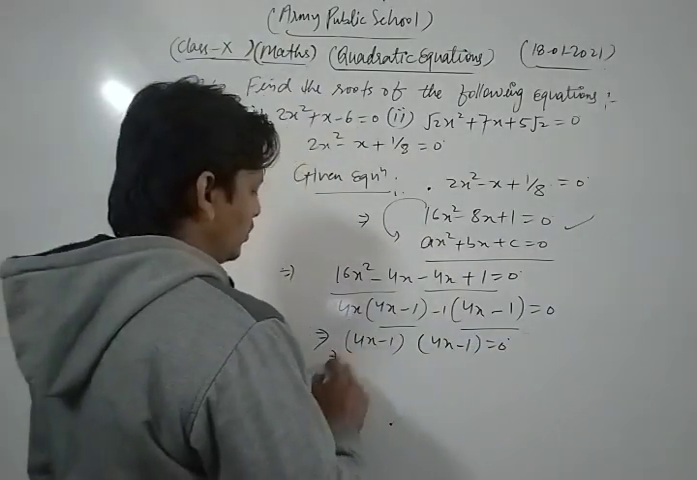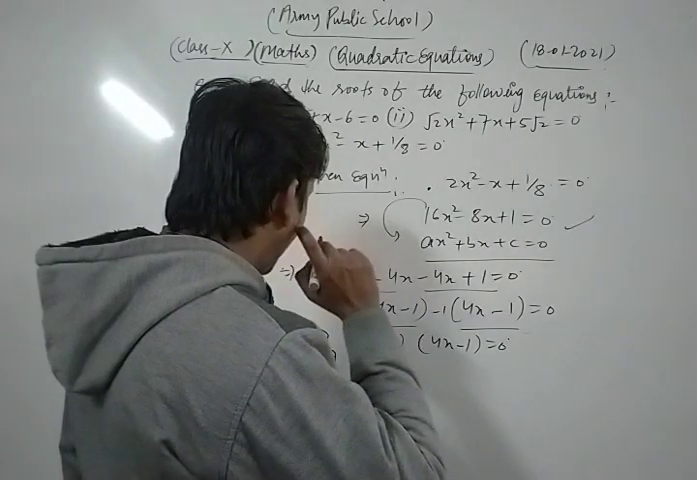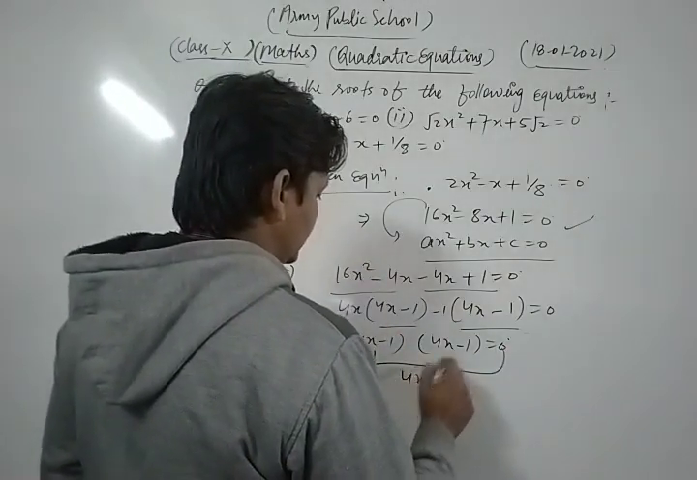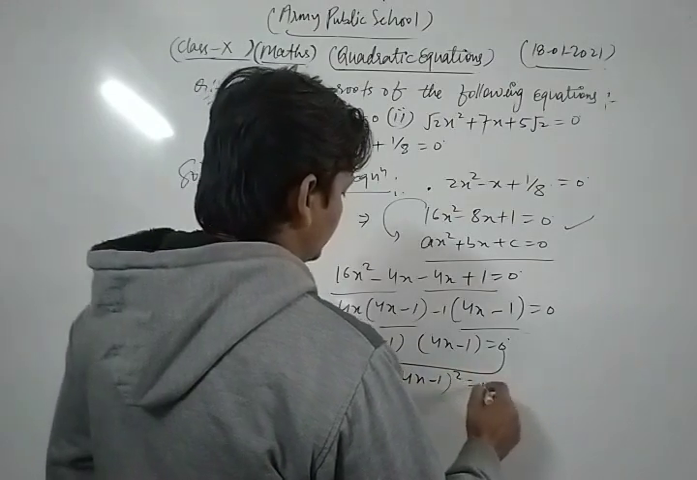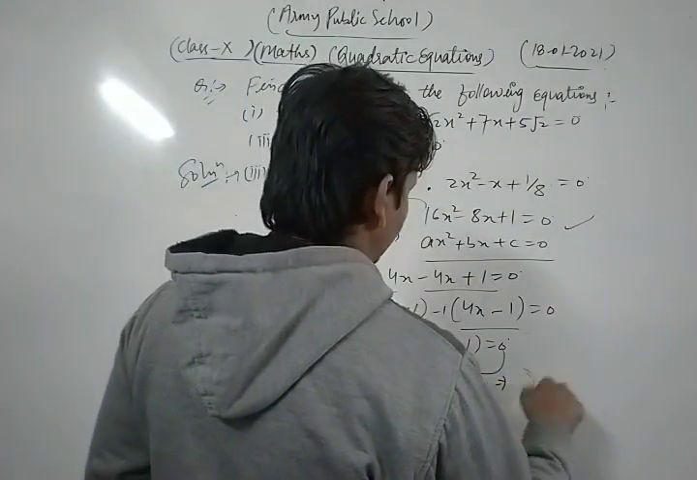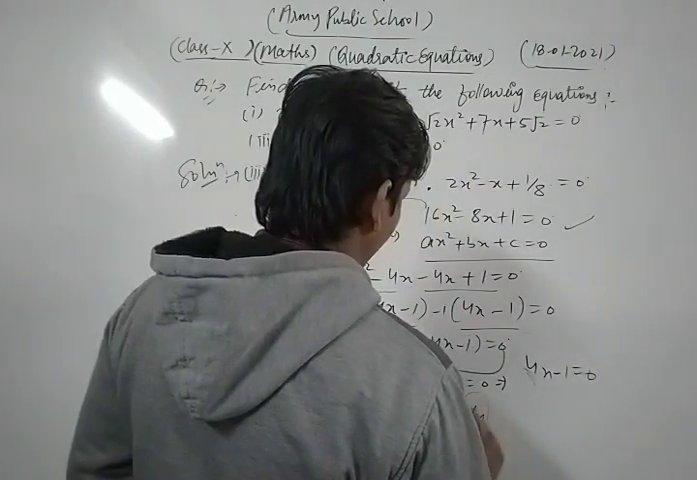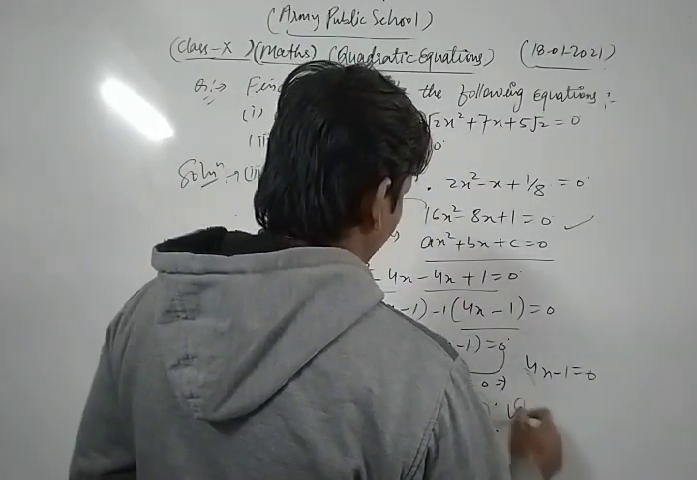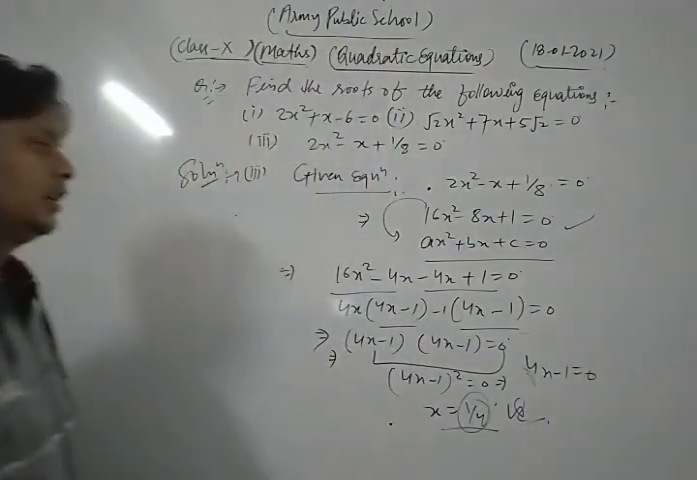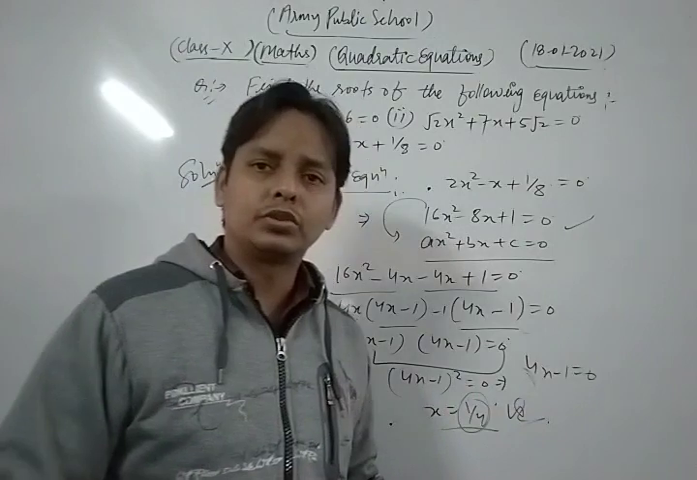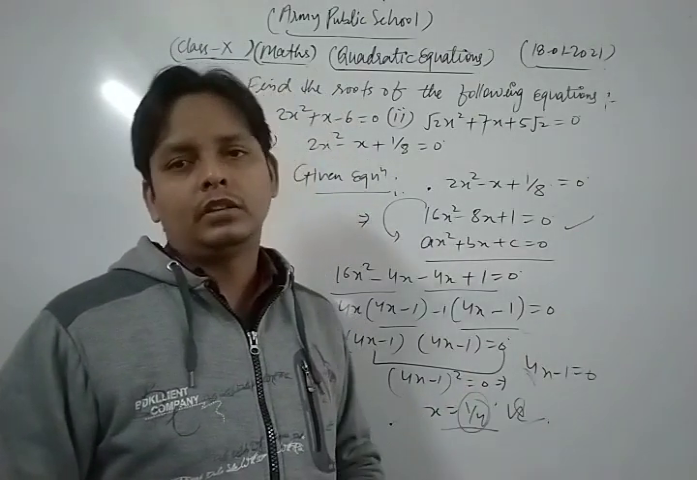Now we take each factor equal to 0. So 4x minus 1 is equal to 0, and the value of x is equal to 1 by 4. So here both the roots are equal to plus 1 by 4. Okay, so this is the required solution of the given question.